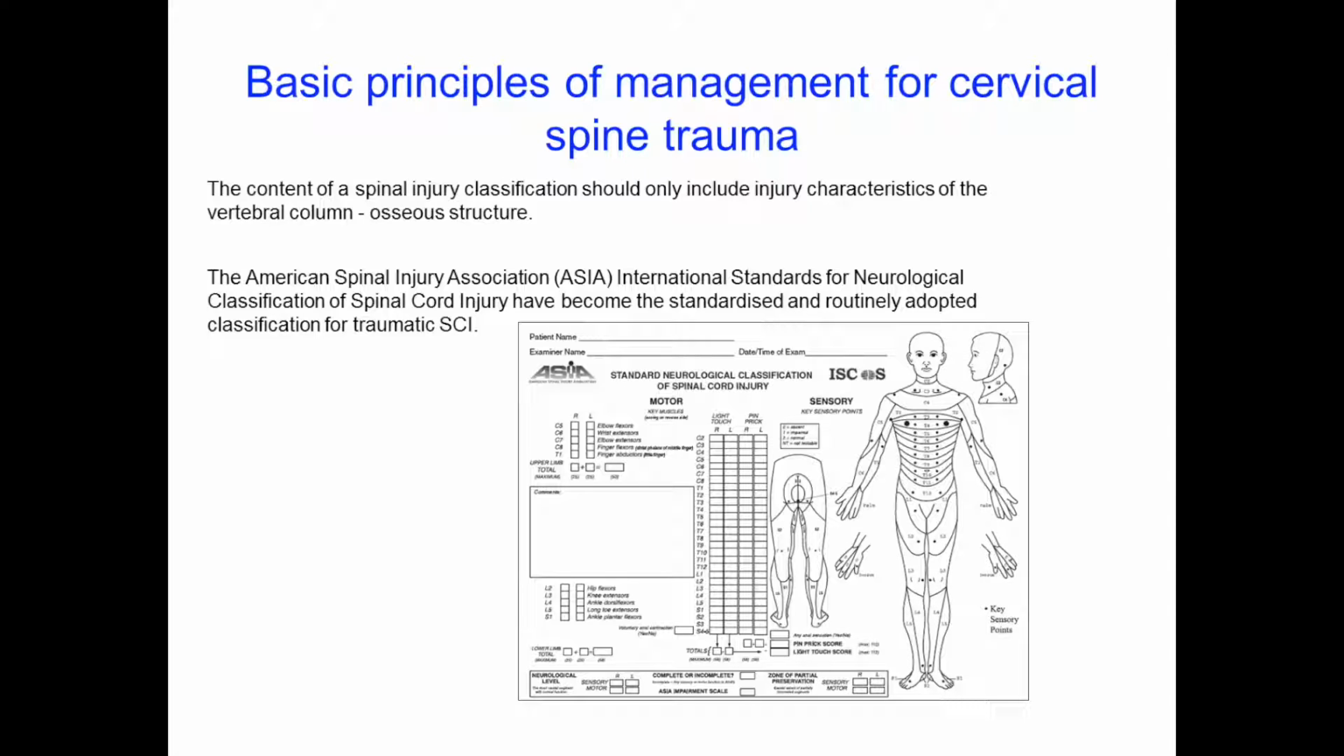So, some basic principles in management of cervical spine trauma. I believe the content of our spine injury classification system should include injury characteristics of the vertebral column, the osseous structures. And for our spine injury patients, we must not forget our ASIA score. The American Spinal Injury Association International Standards for Neurological Classification of Spinal Cord Injury has become the standardized and routinely adopted classification for our spinal cord injuries. So we're specifically speaking about our spine, our vertebral column injuries.